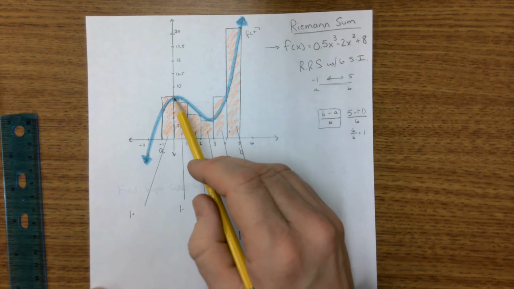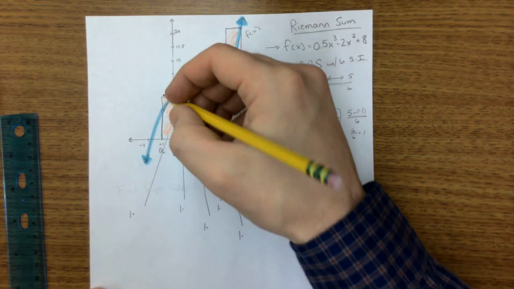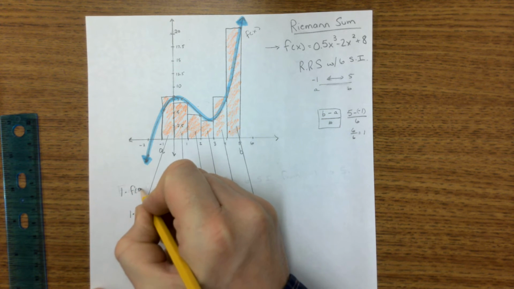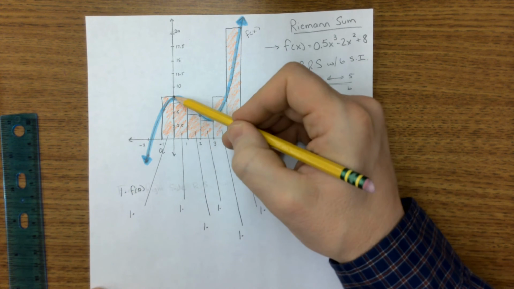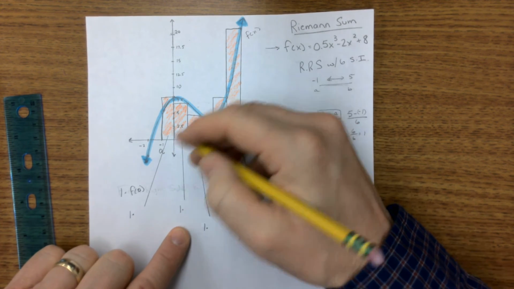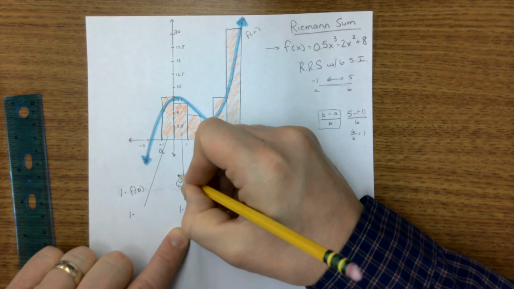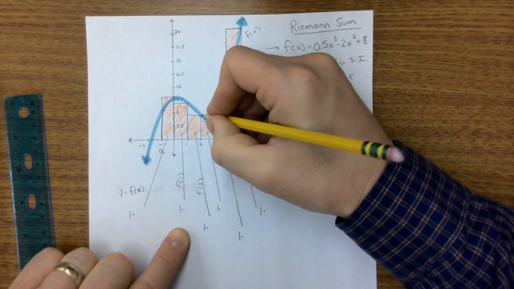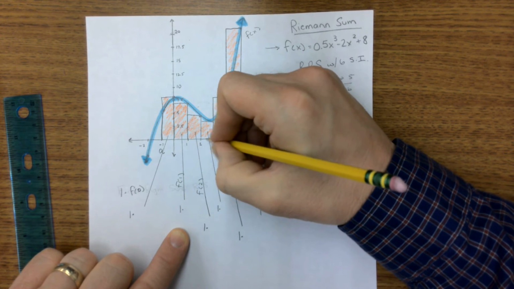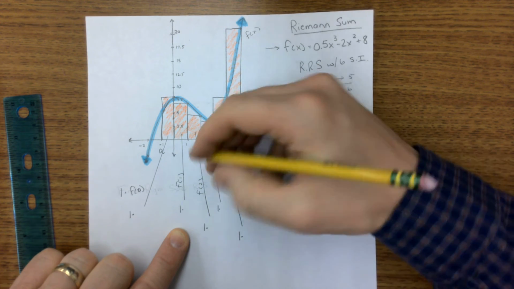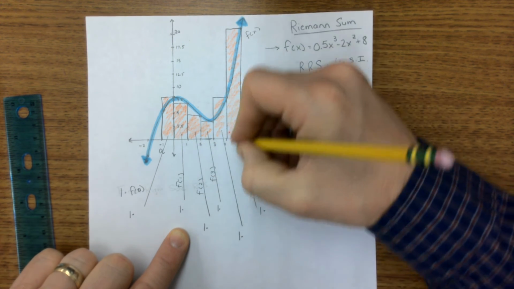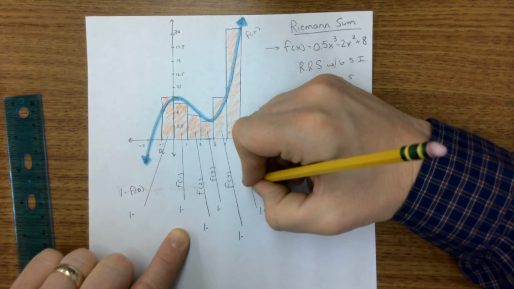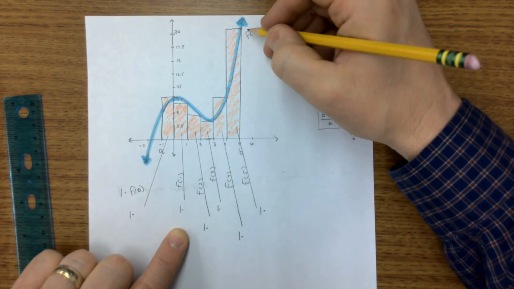Well, what is this height? Well, that's the output at 0, right? This is 1 times f of 0, the function's value at 0, because it's on the right side. And what is this one? This one is the function's value at 1. And what is this one? Function's value at 2. What is this one? This is 1 by the function's value at 3. This is the function's value at 4. This is the function's value at 5.